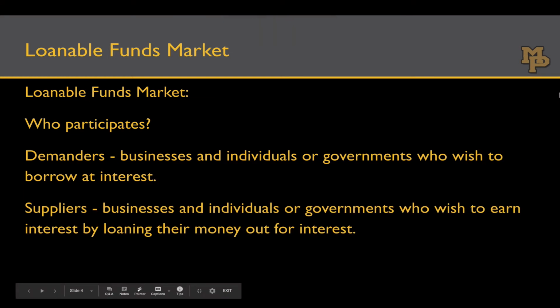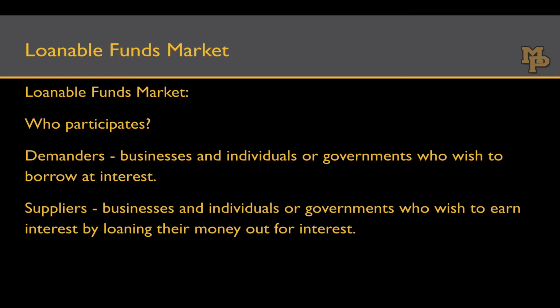Who participates in the loanable funds market? Demanders, businesses, individuals, or governments who want to borrow money at interest. So, for a business, if you want to increase your capital stock; for an individual, if you want to buy a house or a car, or if you swipe that credit card and take the risk of paying interest if you don't pay your bill in full; or finally, governments who are putting in place projects and need to borrow funds in order to spend that money.